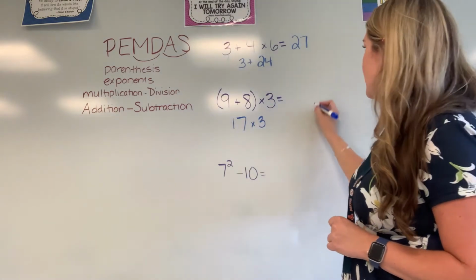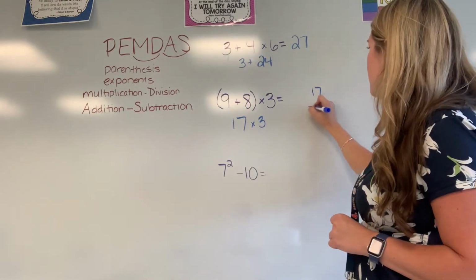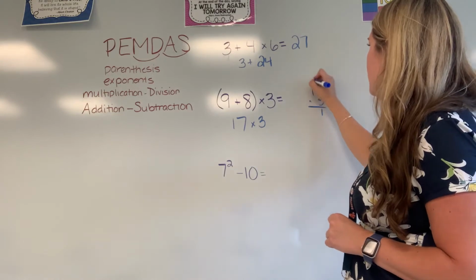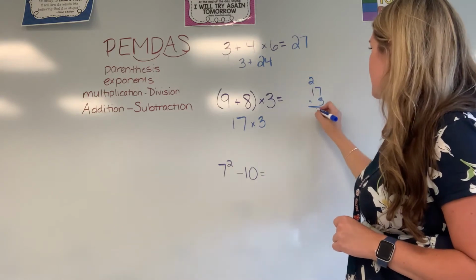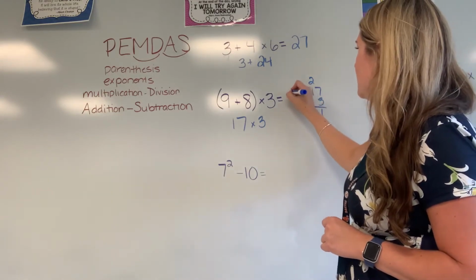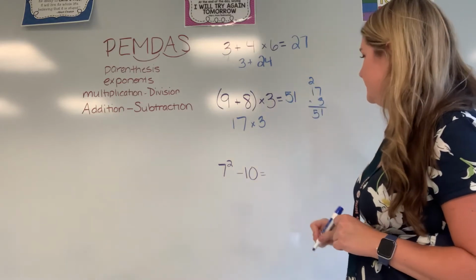And 17 times 3, we do it out. 3 times 7 is 21. 3 times 1 is 3, plus 2 is 5. So my final answer would be 51.